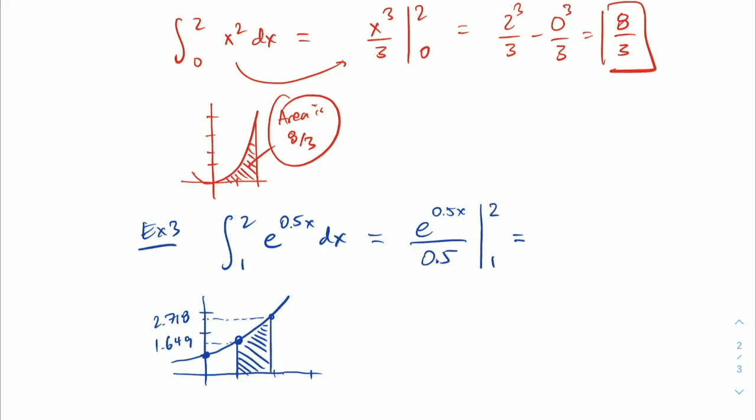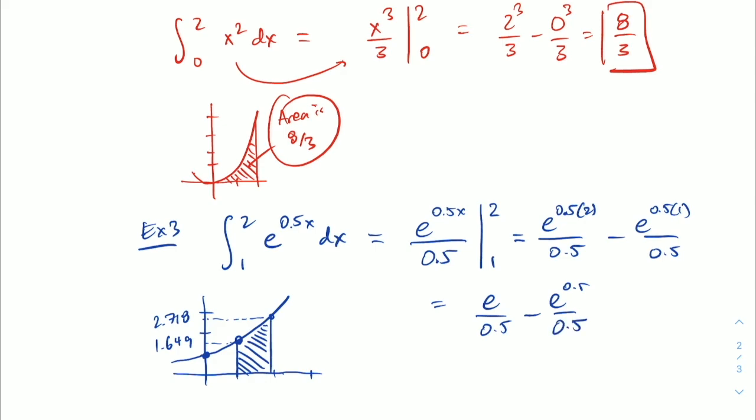So if we put 2 into this antiderivative, we'll get e to the 0.5 times 2 over 0.5. And if we put 1 in, we'll get e to the 0.5 times 1 all over 0.5. And just simplifying a little bit, we'll get e to the 1, or e, over 0.5, minus e to the 0.5 over 0.5. Dividing by 0.5 is the same as multiplying by 2, so I could rewrite this as 2 times e minus e to the 1/2. And I like that a little better than the decimal form that I have above. If I put this in my calculator, I'll get approximately 2.139. And that seems about right.